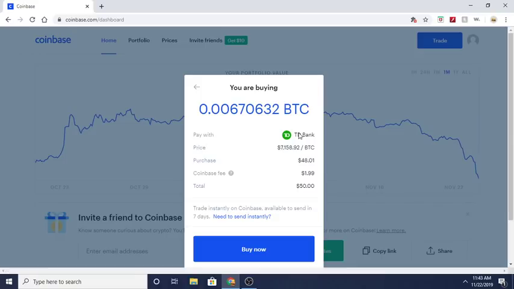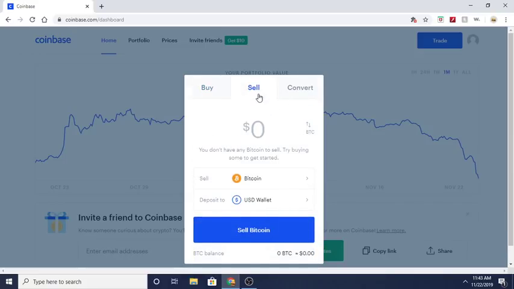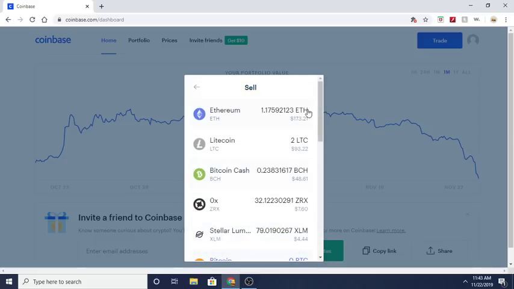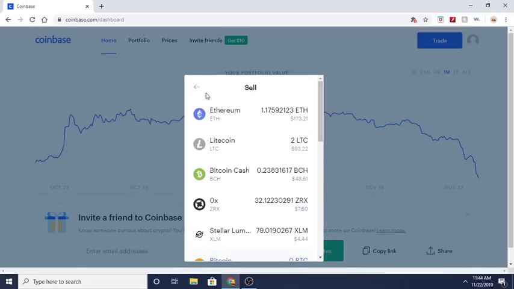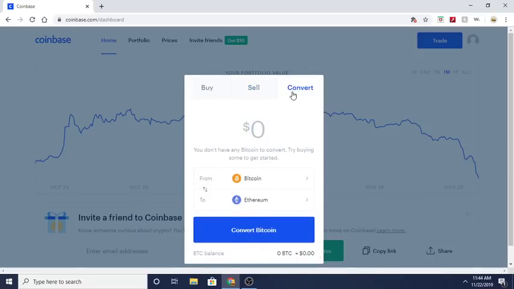So you can pay from your bank straight up. This is the fee, and this is how much worth of Bitcoin you will get. Now you go back to sell. You want to sell 50. I don't have Bitcoin, so I can't sell any. But you can press on whichever coin you want to sell, and then convert.